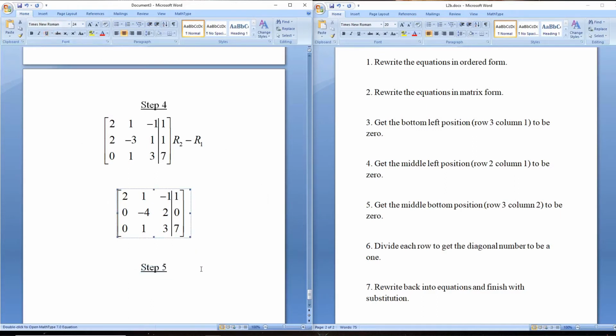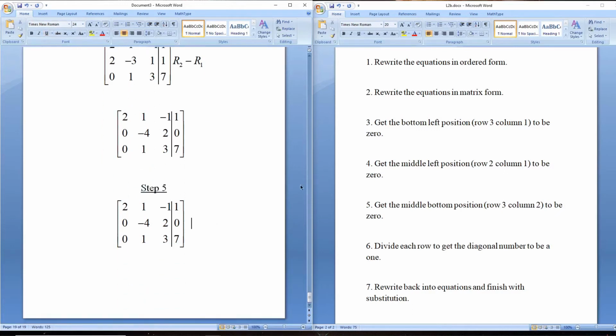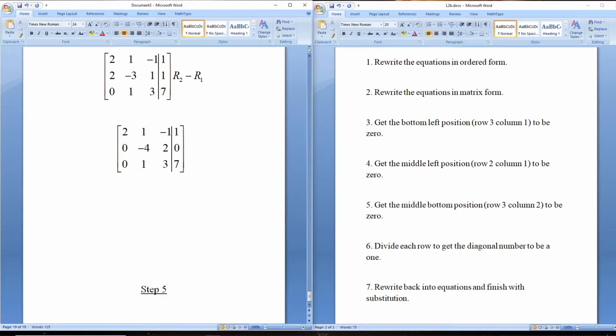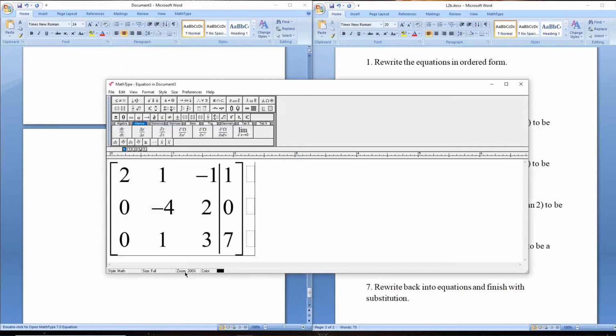Step 5 says we want the middle bottom position to be a 0 now. So that means this number right here. We want this to be a 0 now, and then that will complete having zeros all in the bottom left here. So what can we do to get this to be a 0? Now you have to be a little bit careful here. So for instance, this is not something you want to do, but I'm just going to write it out anyways.